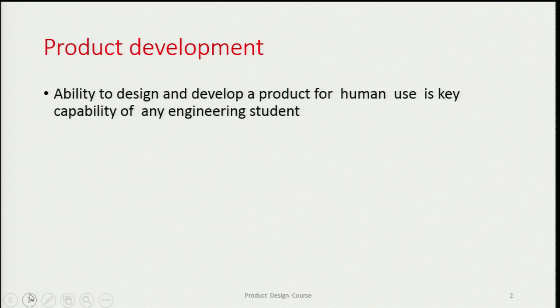Now, the very first point is that the ability to design and develop a product for human use is a key capability of any engineering student. After one graduates, he or she must have the capability to design and develop something new, something which is different. So, that capability must be there, and the course will let you know how to develop that capability.